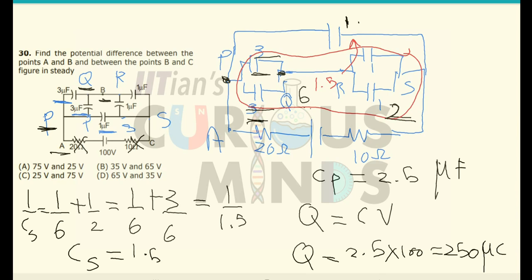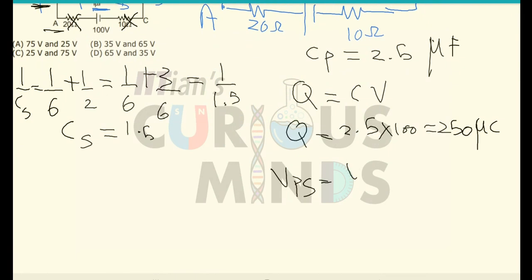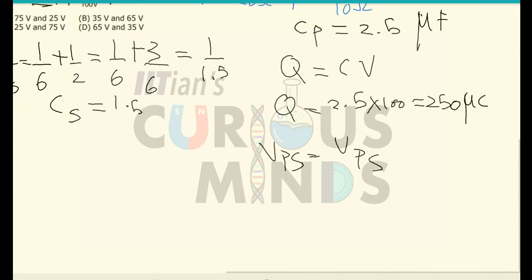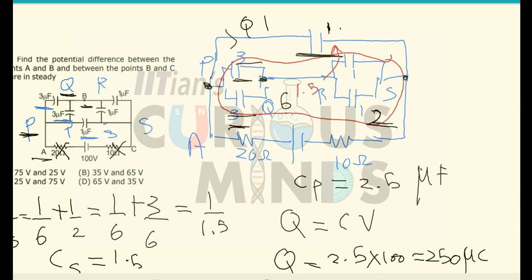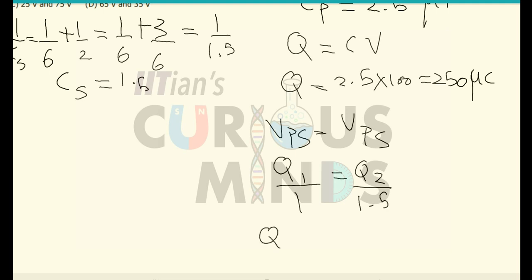Voltage across P and S will be equal to voltage across P and S. Now I will divide the voltage into 2 parts. First, the charge flowing through the 1 microfarad capacitor, let the charge over here be Q1, and in this part let the charge be Q2. So Q1 divided by 1 is equal to Q2 divided by 1.5. So Q2 will be equal to 1.5 times Q1, or Q1 will be equal to Q2 divided by 1.5.